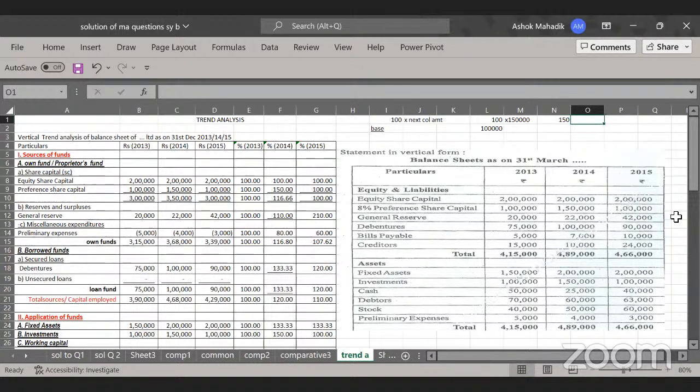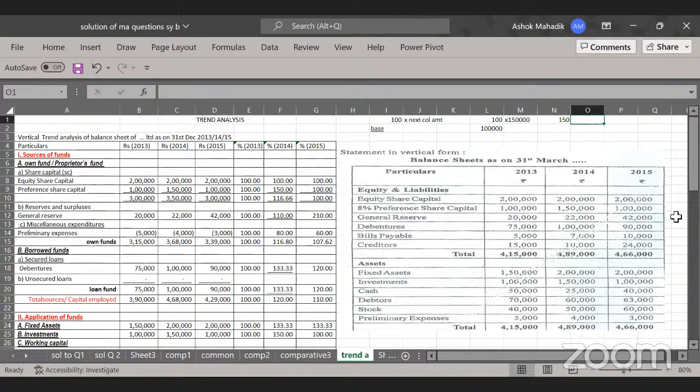For third column, what you will do? Again 100 upon base will be same, 1 lakh, into third year value, 1 lakh. So it will be 100 again. Clear students? Have you understood this? So this way you have to calculate percentage for all the rows, and it has to be row wise. Now look at general reserve.